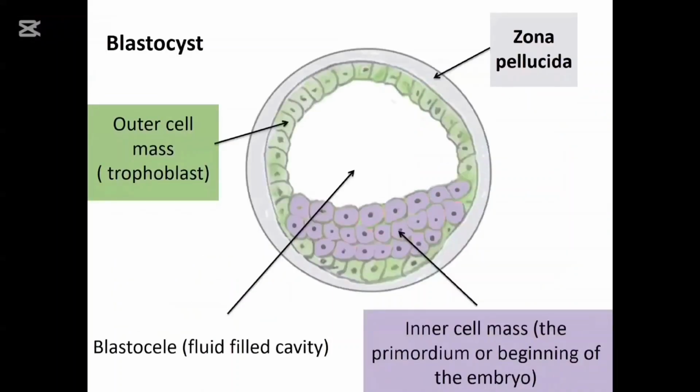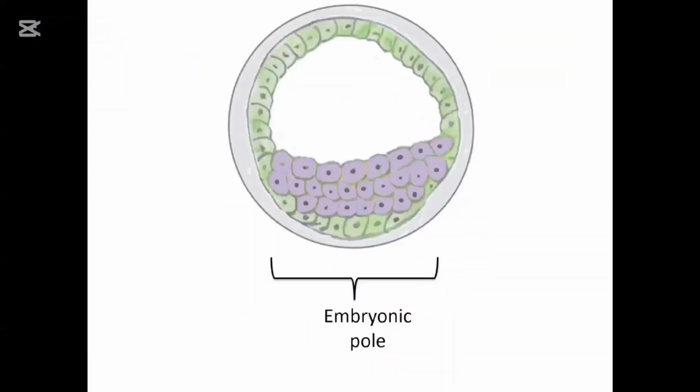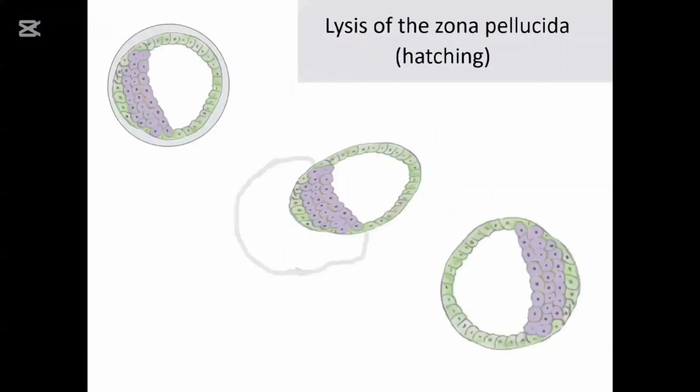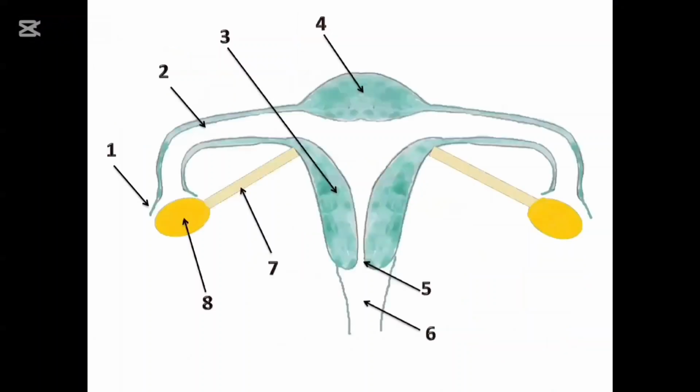Here again, the blastocyst: the outer cell mass, the trophoblast, and the inner cell mass, which is the primordium, or beginning, of the embryo, and the blastocoele, a fluid-filled cavity, surrounded by zona pellucida. Here is the embryonic pole that gives the embryo. So it will hatch, get rid of the zona pellucida, and be implanted in the uterus.